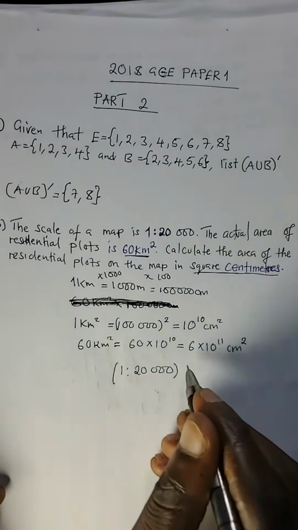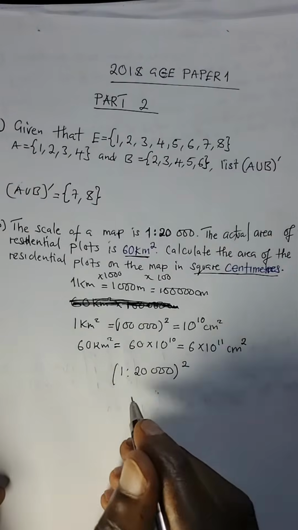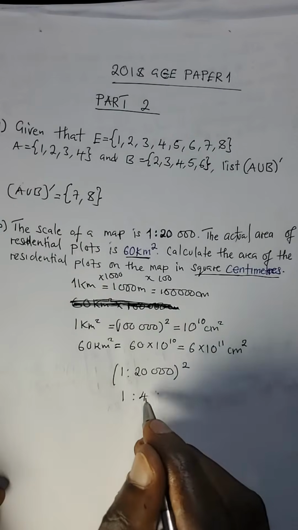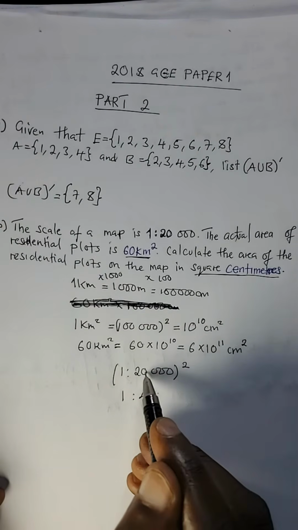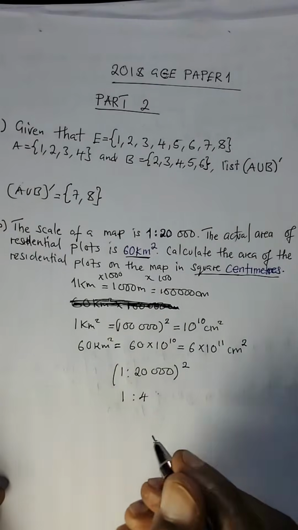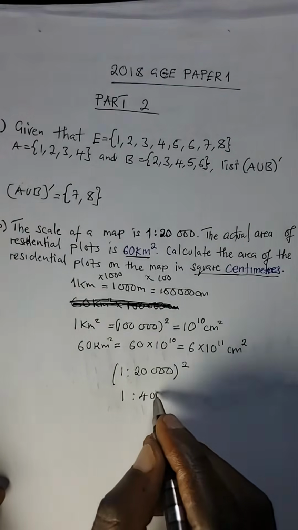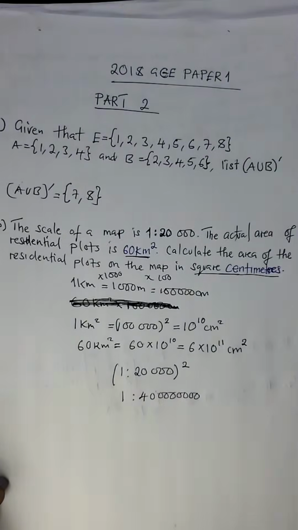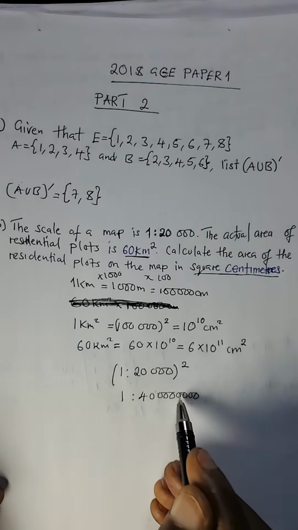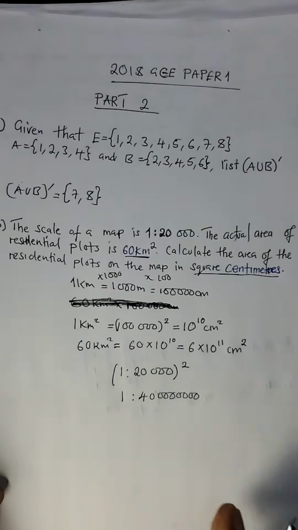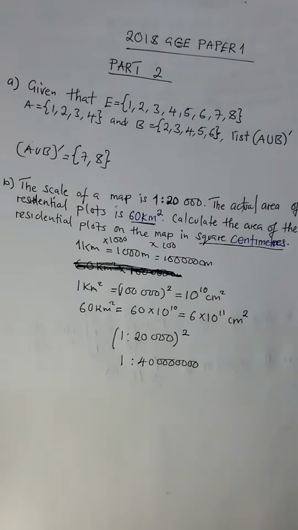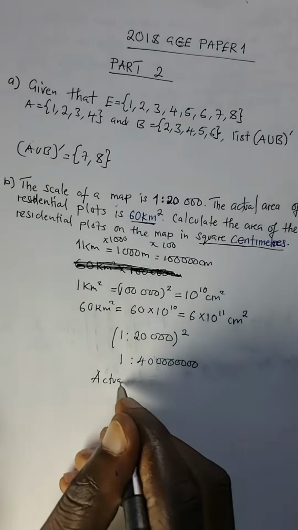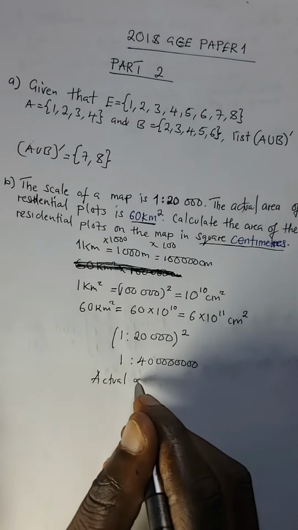Since we are calculating area, we're going to square this, and this is just going to give us 1, 2, because 1 squared is just 1, 2 squared is 4. Now, when you square these zeros, 1, 2, 3, 4, we're going to have double of this number, which is 8 zeros. So 1, 2, 3, 4, 5, 6, 7, 8. Let me count again. 1, 2, 3, 4, 5, 6, 7, 8. Okay.